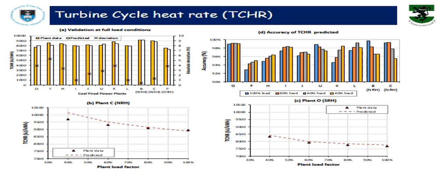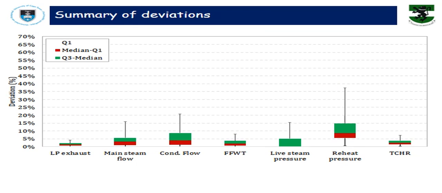So when we look at the accuracy here, the minimum one that is seen, which is in this case for plant F, is at the full load conditions about 93%, meaning that the highest deviation that is seen across all the plants when it comes to predicting the heat rate is about 7%.